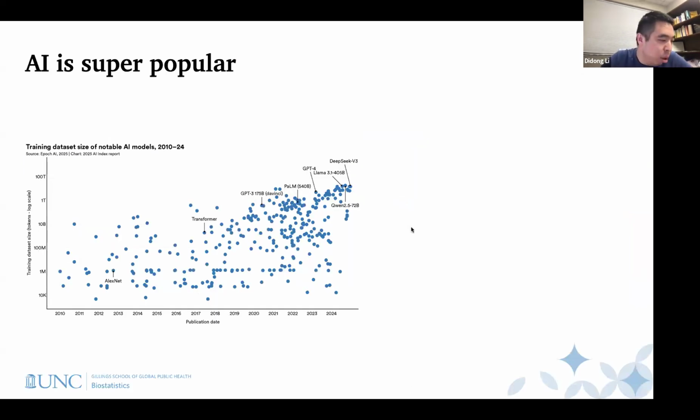So first, I'd like to briefly talk about the background. Mainly, I suppose people will agree with me, AI is very popular. As shown in this figure, this is from a Stanford annual AI report, where they summarize a lot of notable AI models. As you can see, each dot here is an AI model. There are more and more methods in the past 2 or 3 years.